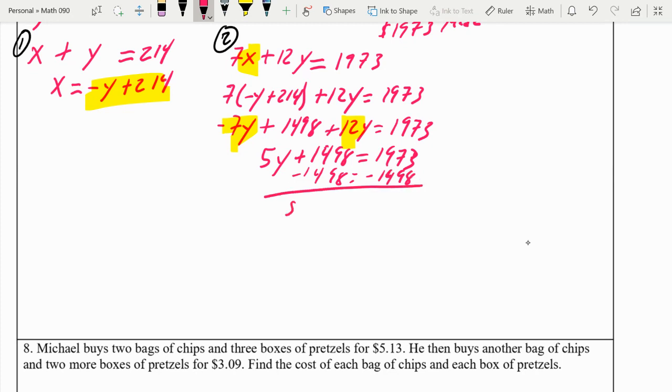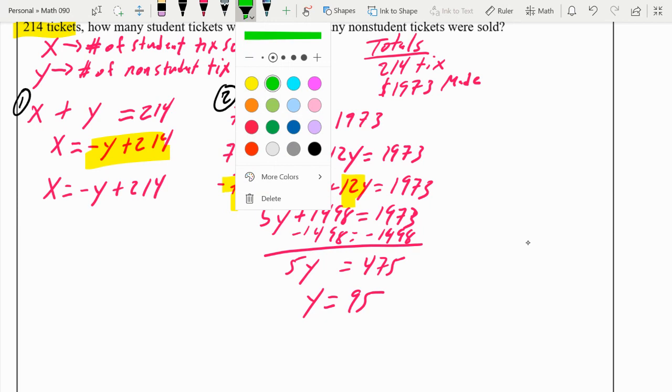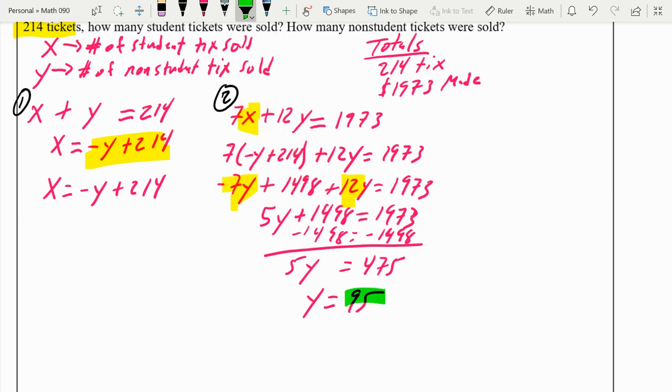Subtract. Sorry, my writing's getting really sloppy on here. And I end up with 475. Divide both sides by 5, y is equal to 95. All right, so I know there were 95 non-student tickets sold. Well, how do I figure out how many student tickets were sold? I need to substitute. So I'm going to substitute that 95 in for y.